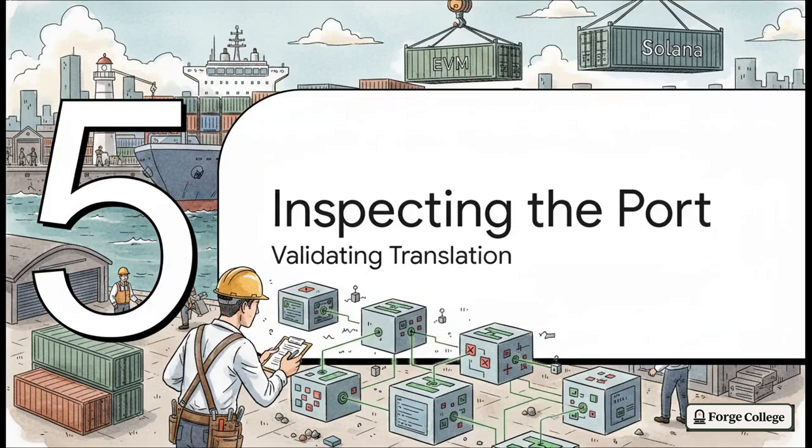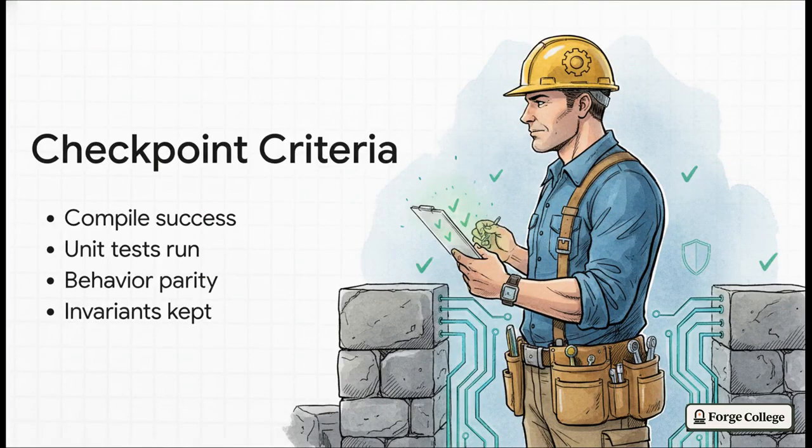Okay, the logic is mapped, the errors are caught. Now it's time for the building inspector to check our work. Welcome to Section 5, Inspecting the Port, Validating Our Translation. We always validate our translation through rigorous local compilation and testing. So here's your checkpoint criteria. First, compile success, meaning 0 warnings, 0 errors. Second, unit test run. Your test harness should be glowing green.